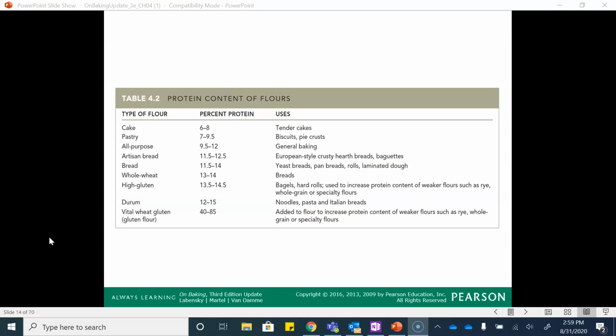This table lists the protein contents of various uses of several common flours and can be found on page 68 of your textbook. It is a good idea to be familiar with the approximate percentages in the flours we use. You're going to see that the higher percentage flours make a tougher, more firm bread type product, and the lower percentage flours make a more tender cake type product.